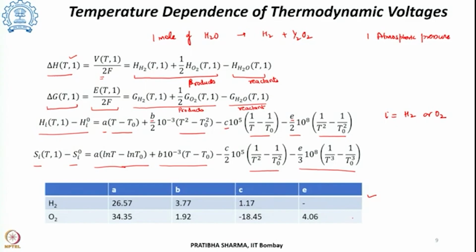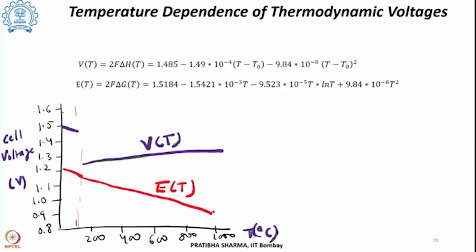T naught is the reference temperature being considered, and this is the table for these coefficients A, B, C and E. So there are different correlations available, and if we substitute all these values we can get the value for the enthalpy voltage, substituting the value of A, B, C and E. Similarly we can get the value for the free energy voltage.